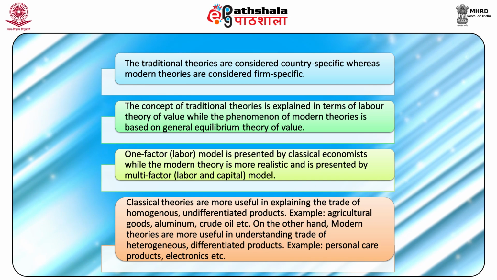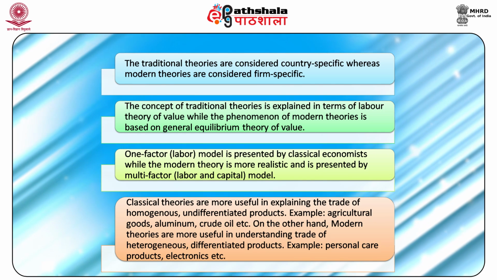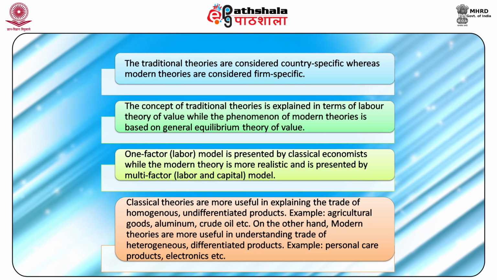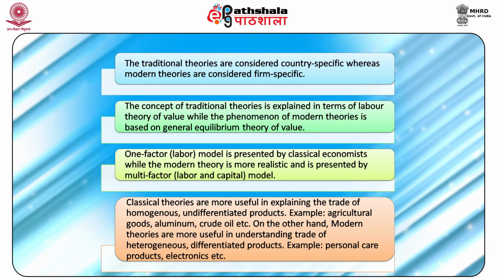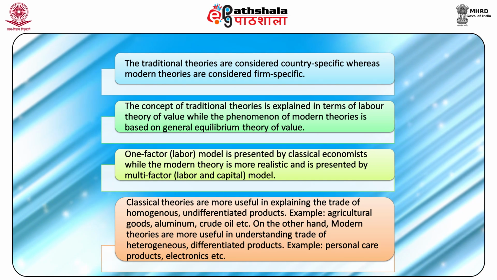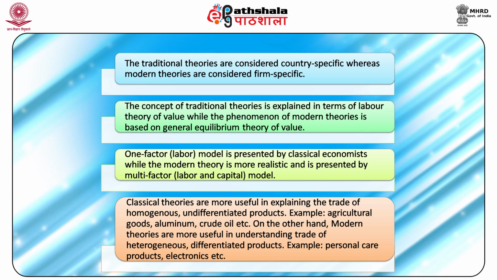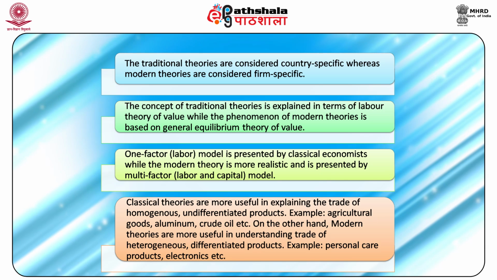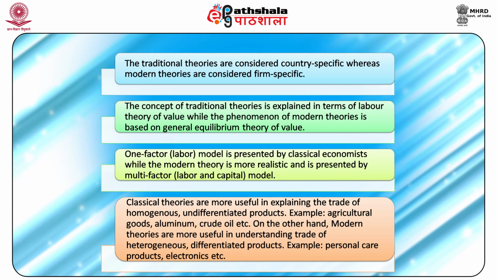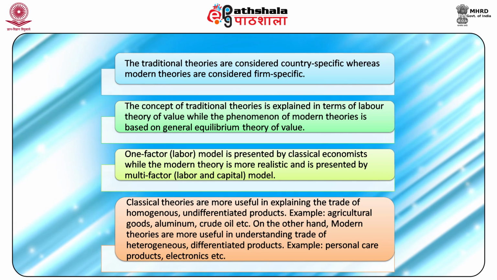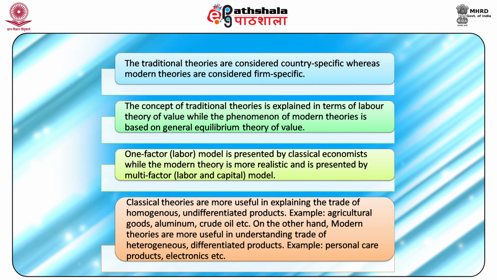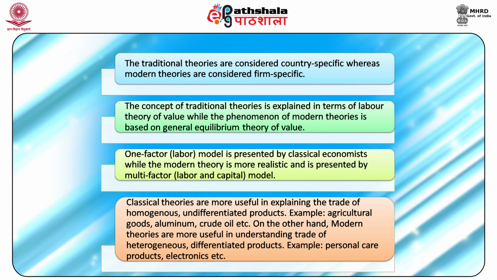The first one being the traditional theories are considered country specific, whereas modern theories are considered firm specific. The concept of traditional theories is explained in terms of labor theory of value, while the phenomena of modern theories is based on general equilibrium theory of value. One factor, labor model, is presented by classical economists, while the modern theory is more realistic and is presented by multi-factor, which are labor and capital model.